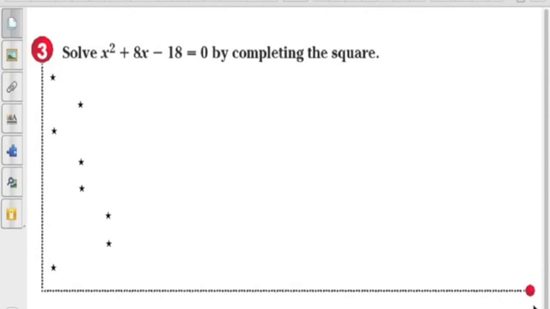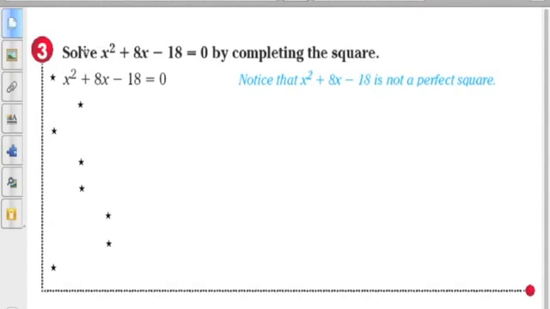So now let's solve x squared plus 8x minus 18 equals 0 by completing the square. We now have an equation, and we want to solve the equation by completing the square. Let's go to the first step. First step is simply rewriting it: x squared plus 8x minus 18 equals 0.